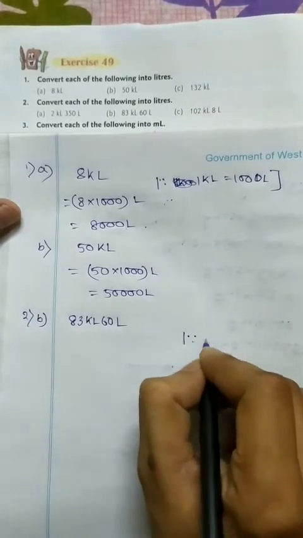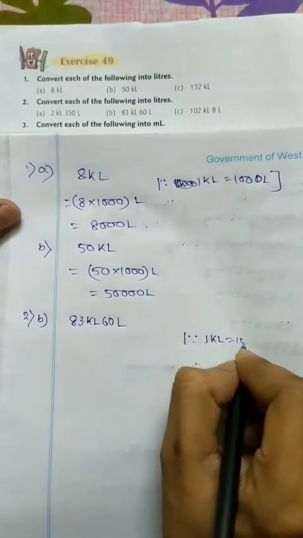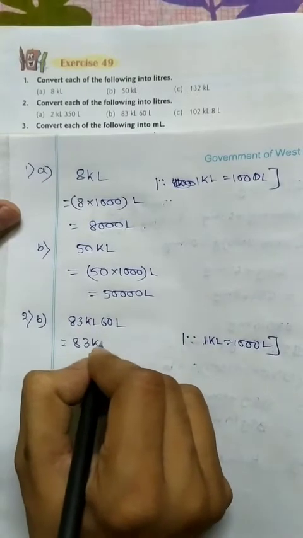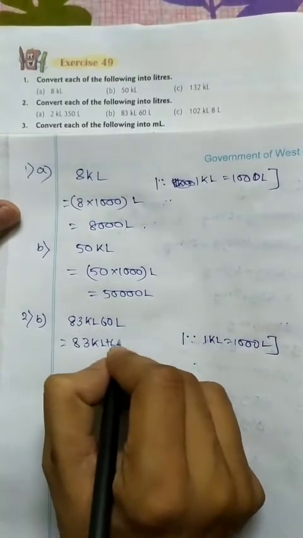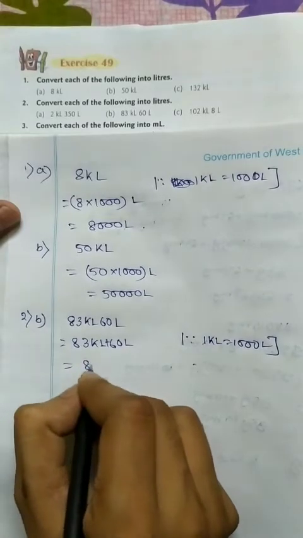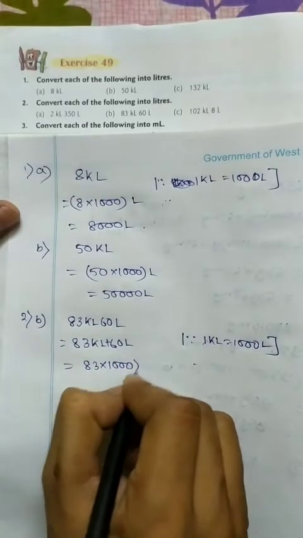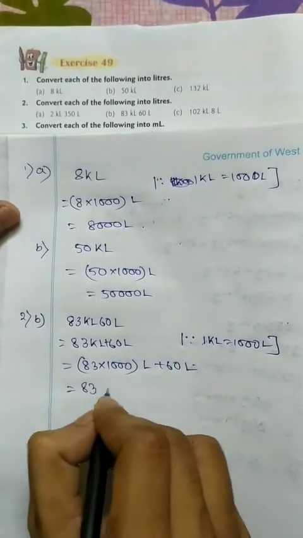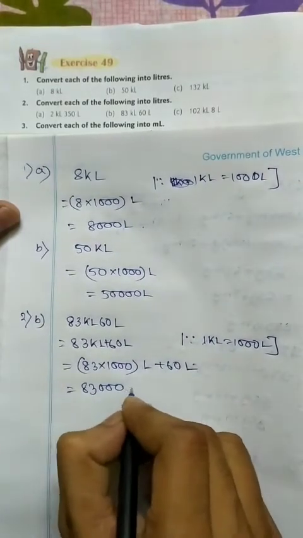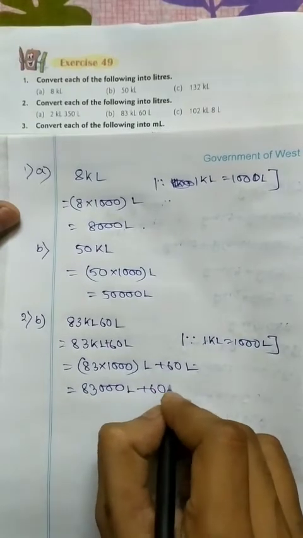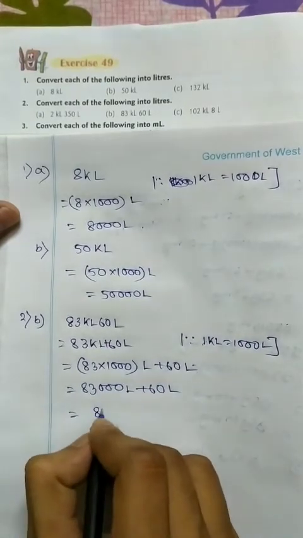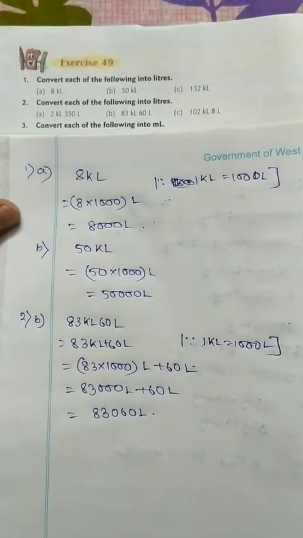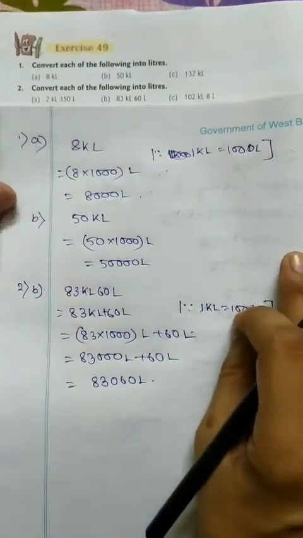Now we know 1 kiloliter equal to 1000 liter. Therefore, separating this first, we have 83 kiloliter plus 60 liter. Therefore 83 into 1000 liter plus 60 liter, that is we have 83,000 liter plus 60 liter, and adding we have 83,060 liter. Okay.